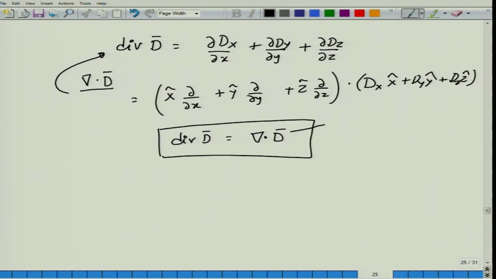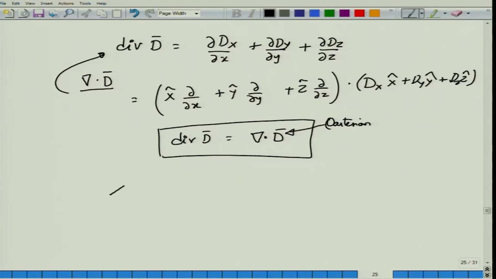Unfortunately, this expression of del dot D holds only in the Cartesian coordinate system. For the other coordinate systems, the expressions are painful to obtain, okay, but nevertheless you can obtain them. You can use the tables in order to find out what would be the corresponding expressions for divergence in the cylindrical and in the spherical coordinate system. Okay. So, this was all about divergence.